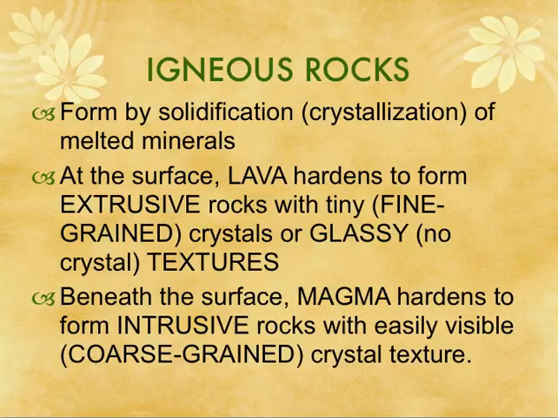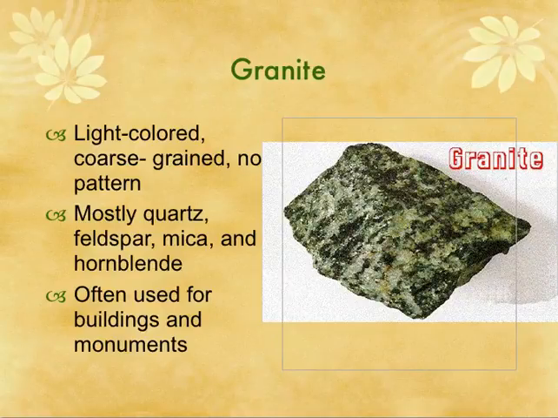But beneath the surface, magma can cool for a much longer time, so we talk about those as intrusive because the grain size can be seen. You can see all the different minerals that make up those types of igneous rocks. Granite is one of those intrusive igneous rocks because you can see the grain size.